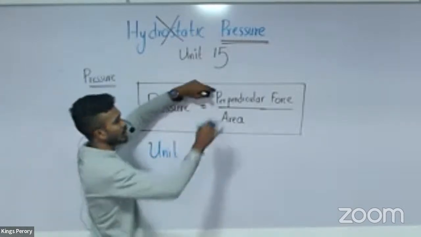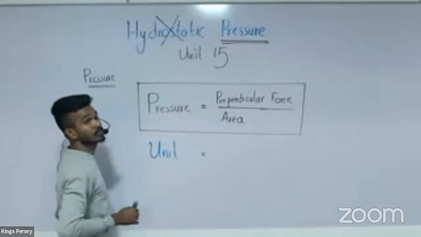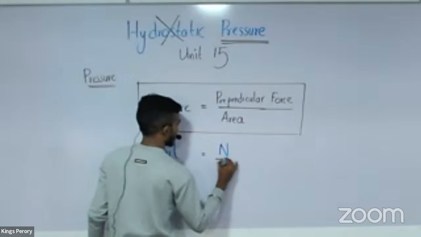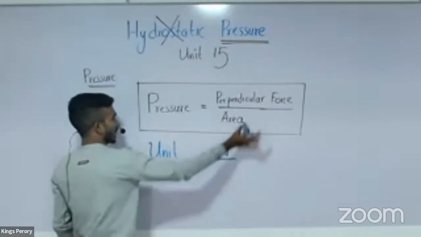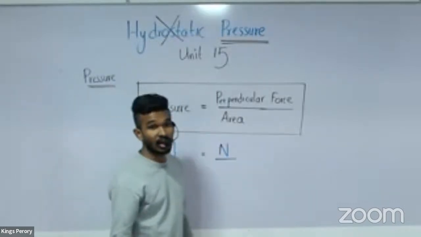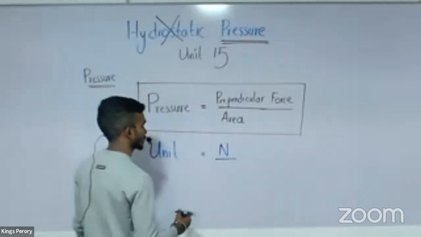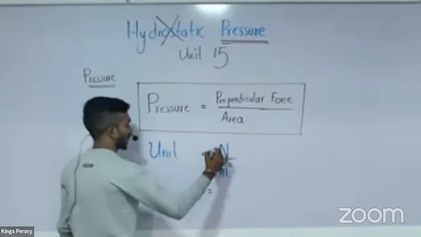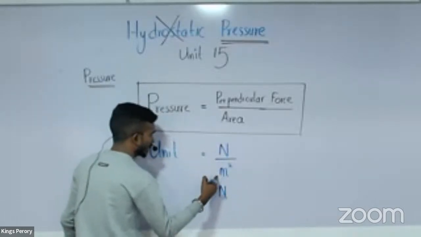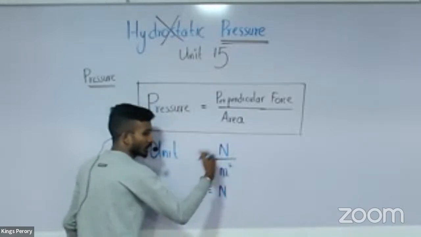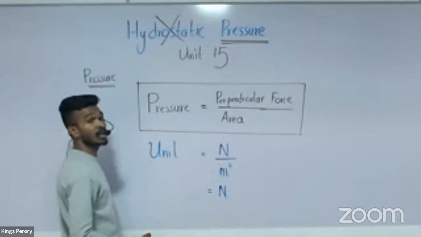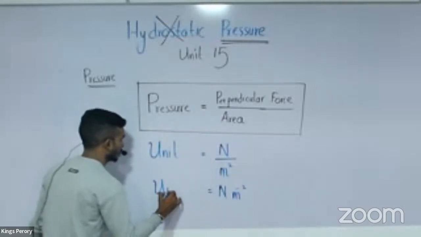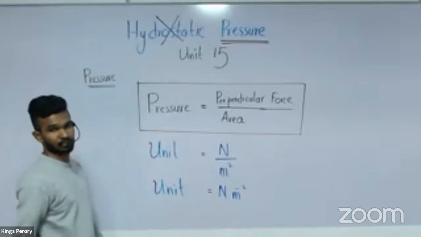You all tell me, what's the unit of force? Newton, capital N, divided by area. What's the SI unit of area? Meter squared. Now solve it. N in the denominator, m to the power 2. If I take it on top, m to the power minus 2. Nm to the power minus 2. There you go. That is the unit of pressure.